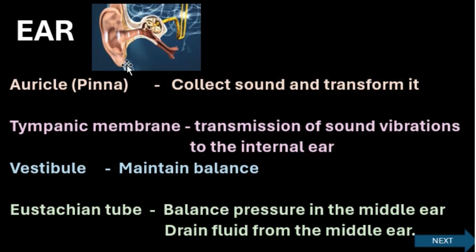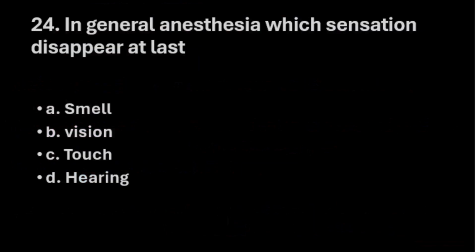Let us see the ear and its anatomy on a quick basis. Auricle or pinna collects sound and transmits it. Tympanic membrane, transmission of sound vibration to the internal ear. Vestibule functions for maintaining balance. Eustachian tube balances the pressure in the middle ear, and it drains the fluid from the middle ear as well. So these are the different functions of different parts of the ear given in the options.